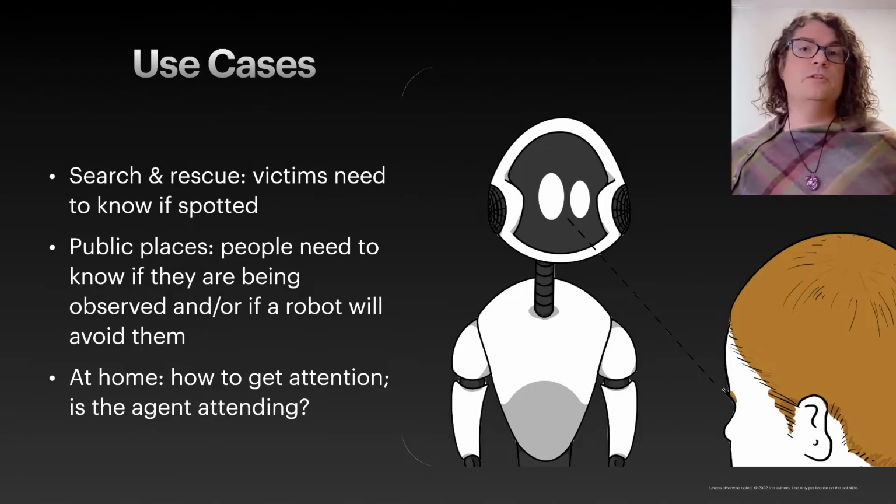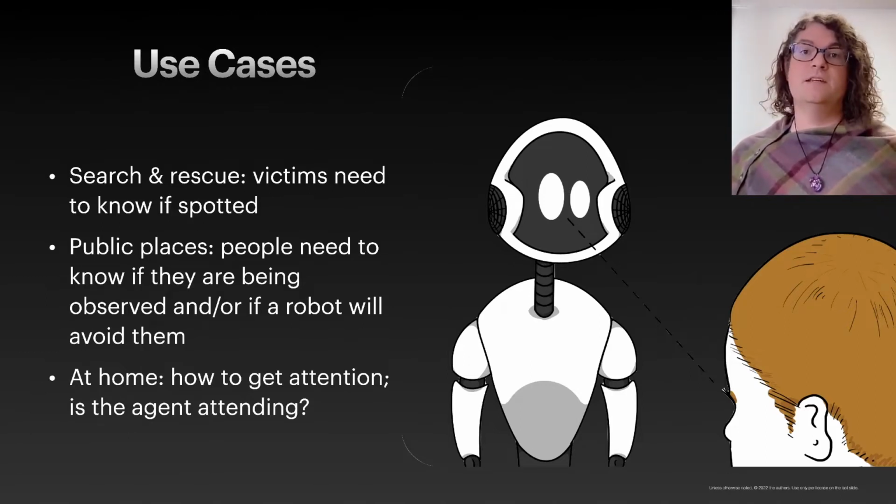But there are also more general use cases around public places. As robots and virtual agents proliferate, we want to know that they're paying attention to us and that they're going to avoid hurting us, for example, by running into us.